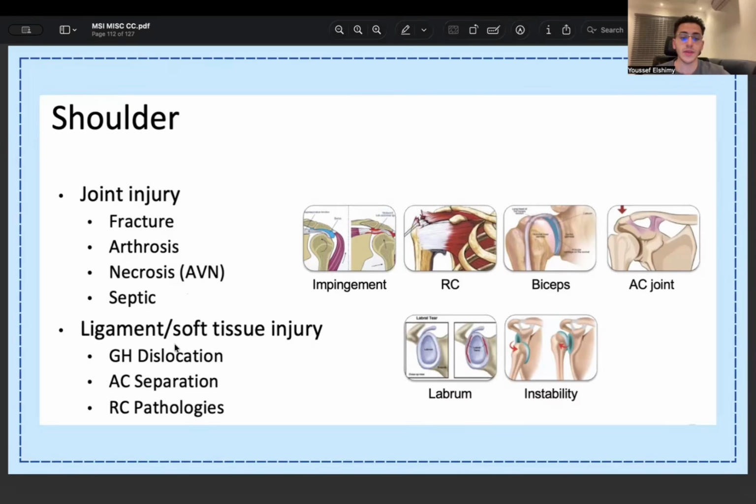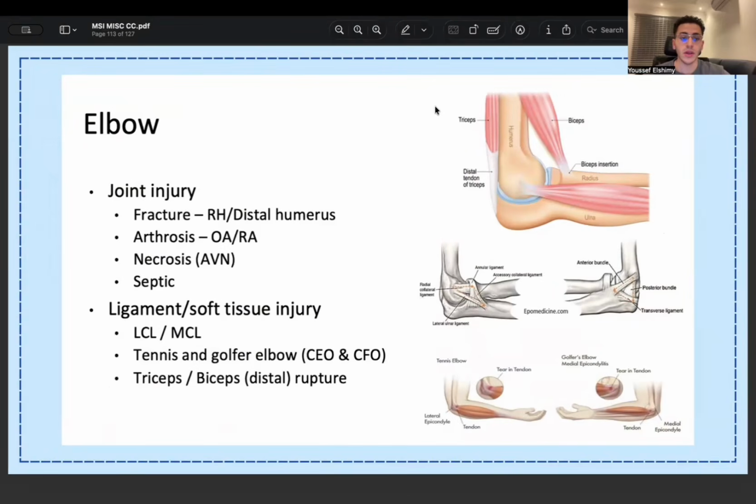Then moving on to ligament injury, we could have the glenohumeral dislocation due to the labrum. We could also have AC or acromioclavicular separation. We could also have some rotator cuff pathologies happening in the joint. Then comes the elbow, also joint injury and ligament injury. So joint injury includes fracture, especially the radial head fracture or the distal humerus fracture. And we also have arthrosis, things like osteoarthritis or rheumatoid arthritis. We also have necrosis as well as septic causes.